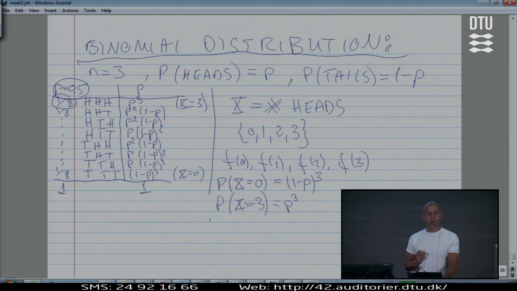Then the 2 intermediate ones. We need a bit of counting, and that's the point here. We need a bit of counting to find out what is f of 2, say, which is the probability of getting 2 heads.